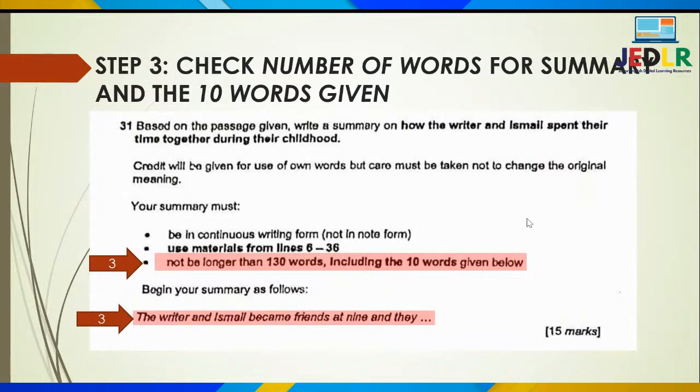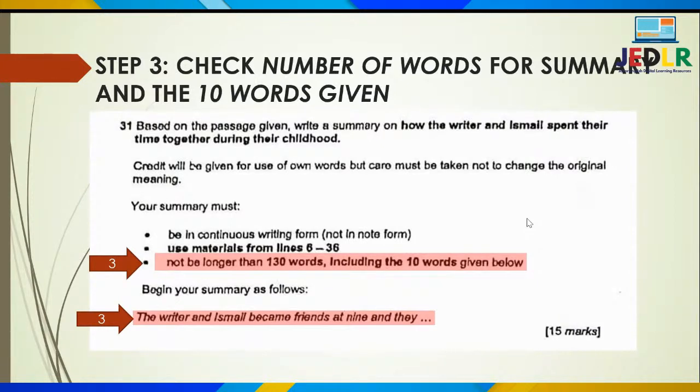You like it or not, you have to begin your summary with the 10 words given here, as I've highlighted. The writer and Ismail became friends at night, and they blah, blah, blah. Okay, this is very important. Why do you have to read the 10 words? Because sometimes certain texts, like the text just now, are using the first person pronoun, I. Dia guna kata ganti nama diri pertama, saya. But here, in the summary question, is using the writer, penulis itu. So, dia bukan I.